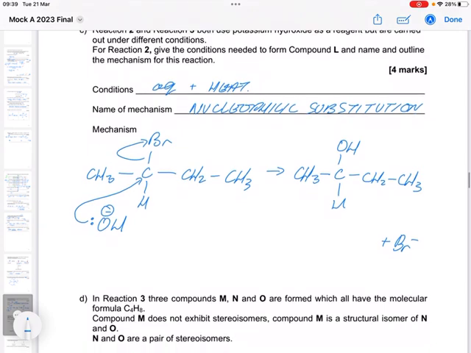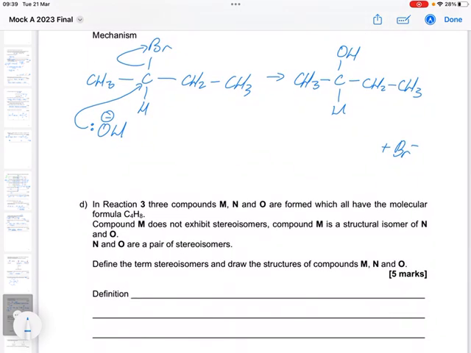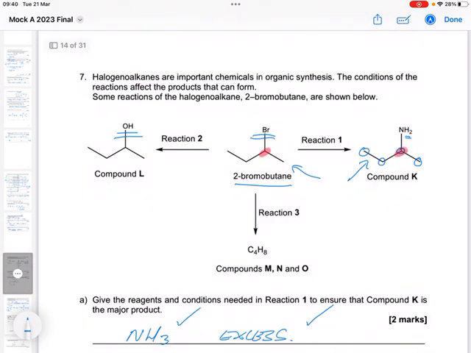So in reaction 3, compounds M, N and O are formed, all having the molecular formula C4H8. Compound M does not exhibit stereoisomerism, but it is a structural isomer. N and O are a pair of stereoisomers. Let's have a look at reaction 3. Okay, so reaction 3, let me just rub a few bits out over here.